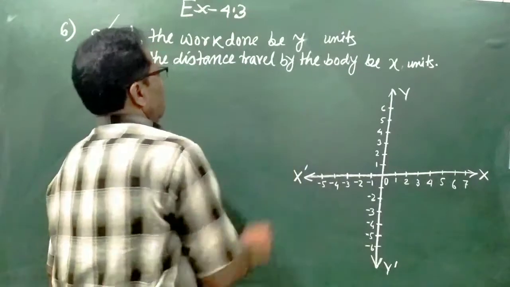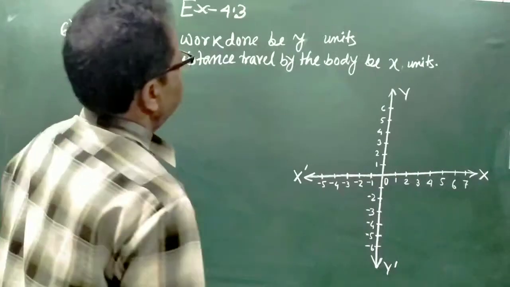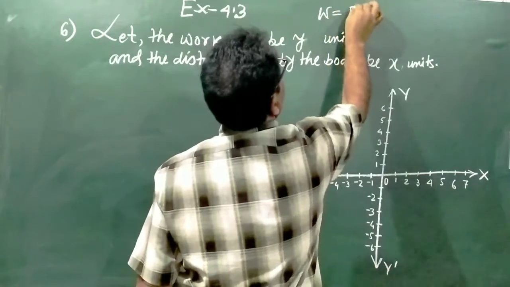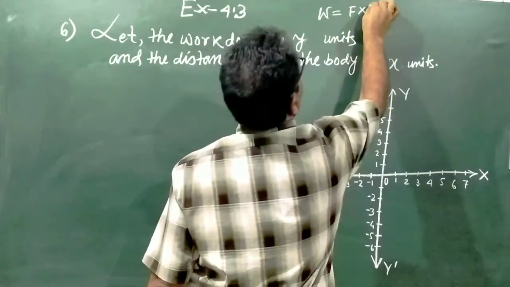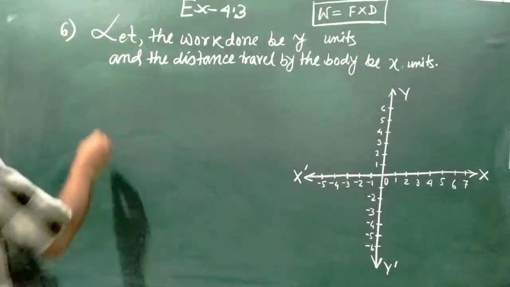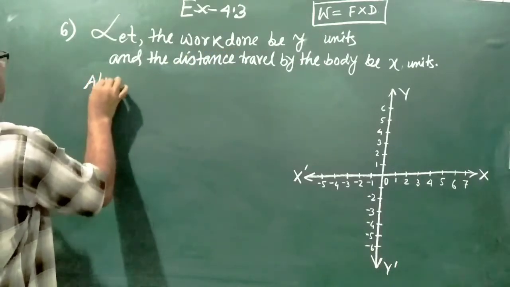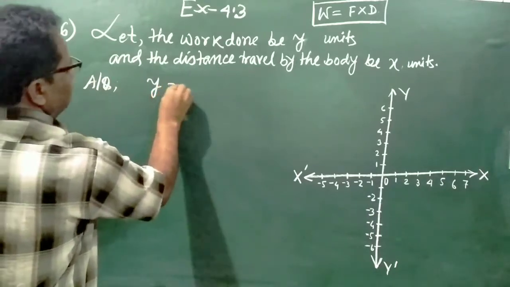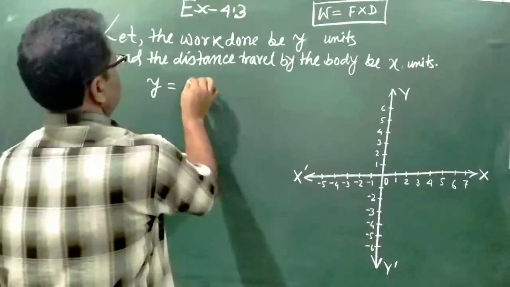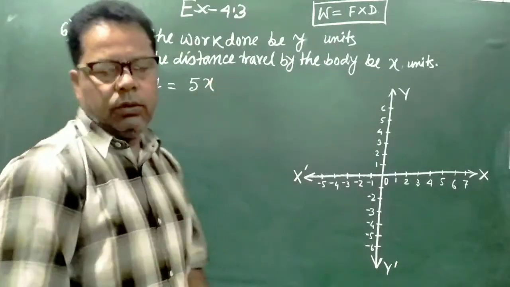So here one condition is given: the work done is directly proportional to the distance traveled by the body. So we know one formula: work done equals force into distance. This is the formula to be applied here. Work done, W, we have taken as y. Therefore, according to the question, work done y is equal to force into distance. Then force is here constant force, given 5 units. Then 5 into distance traveled by the body, x. So this is the required linear equation.